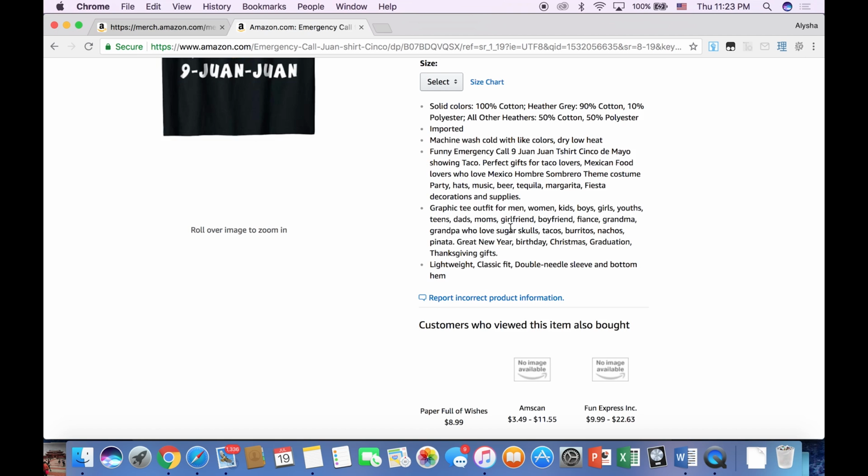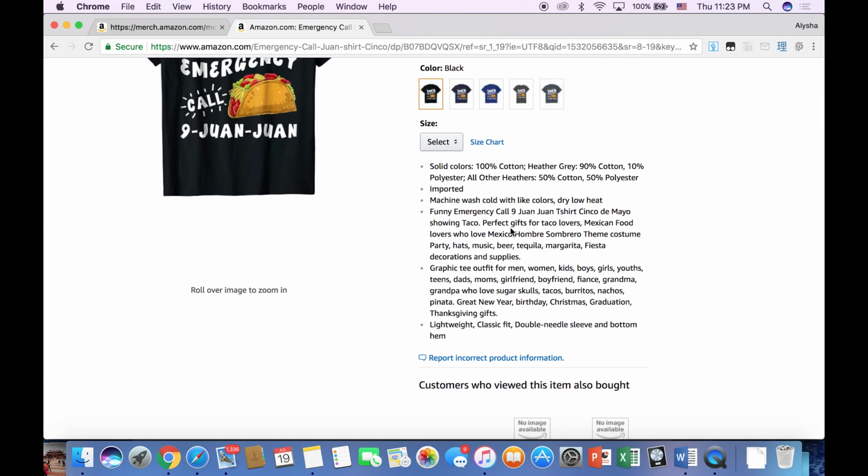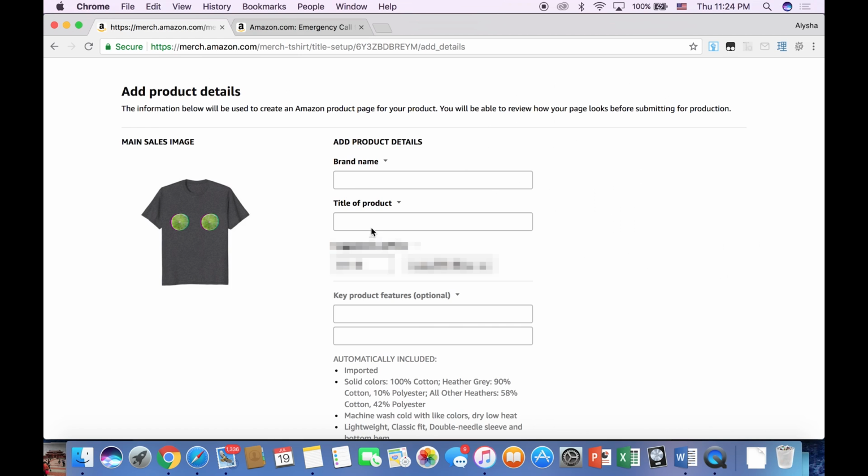Also, like Great New Year's, they were really trying to target everyone, but I want to be very specific. So Mexico, ombre, sombrero, costume, party hat, tequila, margarita, those are some pretty good keywords that I definitely want to use in this description and the title. I'm just going to go ahead and start off with the title. Obviously, if I'm targeting the niche Cinco de Mayo, we're going to include that in the title.